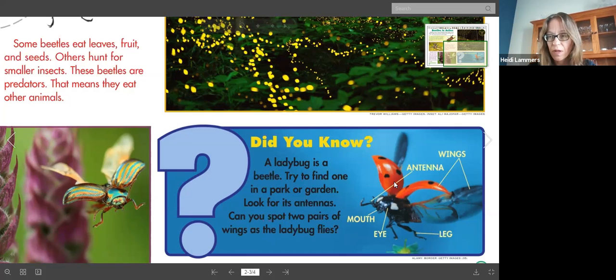Ladybugs are my favorite beetle. I like their red wings. And then here's the softer and longer wing. Oh, there's their antenna out front, the mouth and the eye, and of course the leg. What a great diagram. I wonder if you might draw your own diagram of a ladybug or another beetle that is interesting to you. And remember, a diagram is a picture that has words that point to the different parts of the animal or the illustration. And those are called labels.